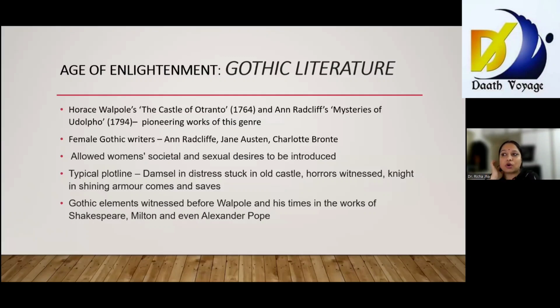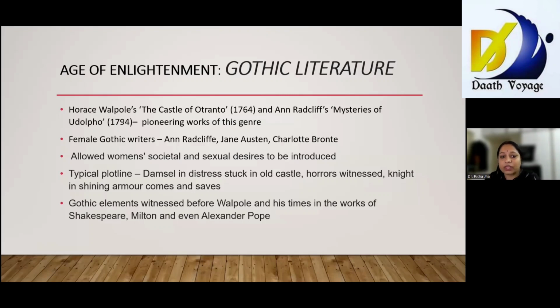Female Gothic novels also address women's discontent with patriarchal society, their problematic and unsatisfying maternal position, and their role within that society. Mostly, it had a typical plot line, that of a damsel in distress stuck in an old castle and the horrors that she would witness over there, and then the knight in shining armor would come and save her.